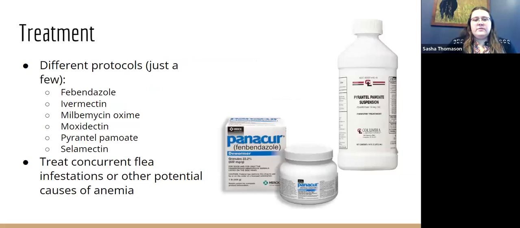So once again, different protocols. A few of the medications are the same. As you can see here, we have Panacur, ivermectin, and other ones that are within the monthly preventatives as well. But since these hookworms can cause blood loss and anemia, it's also important to treat any concurrent flea infestations or other potential causes of anemia. The fleas bite and draw blood, so make sure to treat those so they don't worsen, because we don't want these compounding on each other.